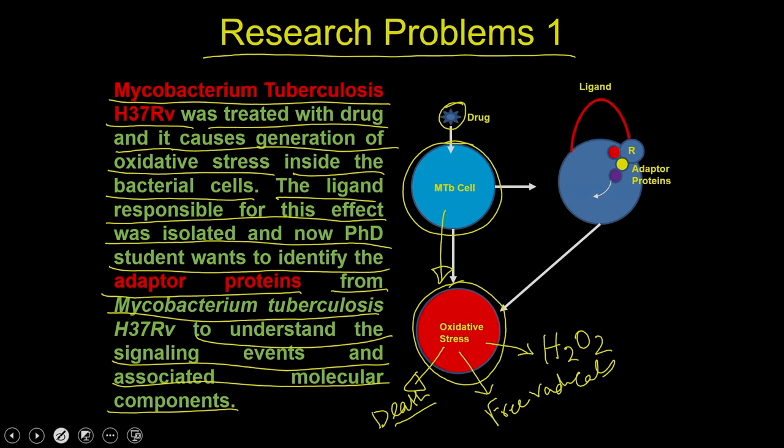So how is it happening? When you treat the MTB with the drug, it produces a ligand, and that ligand binds to a receptor, and that receptor is associated with downstream protein molecules, which are technically called adapter proteins. These adapter proteins take the signal from the receptor and drive the reactions in the bacterium. So the question is how to identify these adapter proteins.